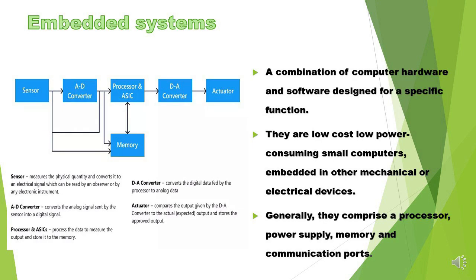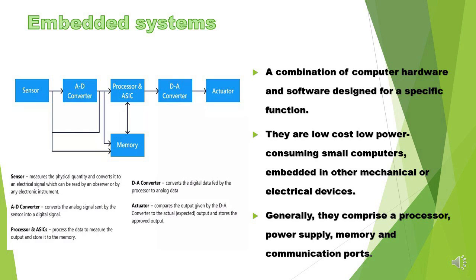Now I am going to talk about what is an embedded system. An embedded system is a combination of computer hardware and software designed for a specific function and specific task. Embedded systems are low cost, low power consuming, small computers connected in other mechanical or electrical devices. Generally, an embedded system comprises a processor, power supply, memory and a communication port.